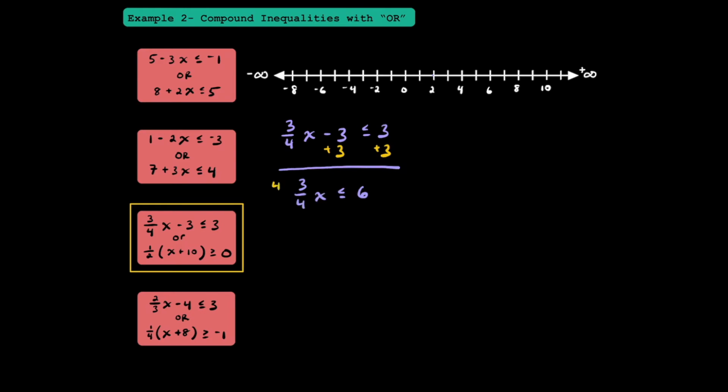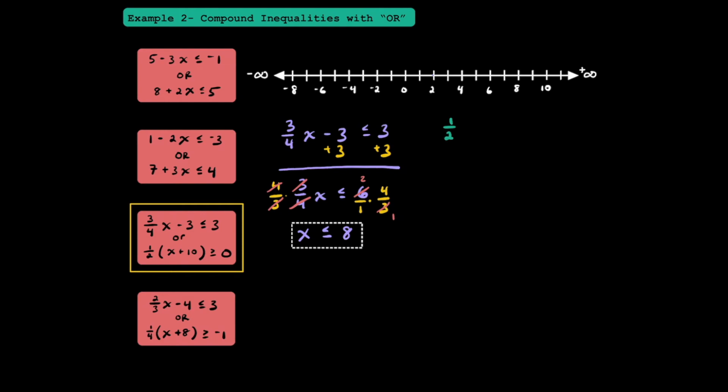To isolate x, we can multiply both sides of this inequality by 4/3. I'm doing this because the 3 and the 3 and the 4 and the 4 are going to cross cancel, and we're just left with x is less than or equal to. And on the right side, we can cross cancel this 3 and 6 to make 2 and 1, and we'll get an 8 on the right side. This is the solution to the first inequality.